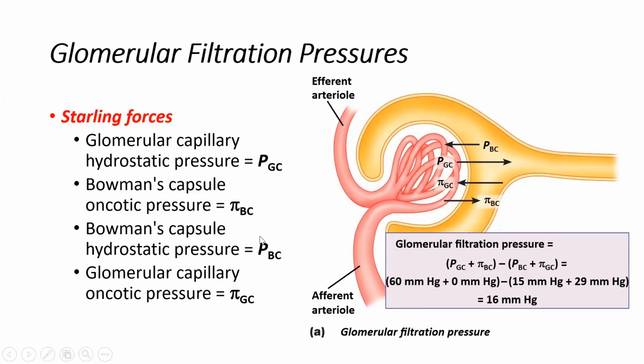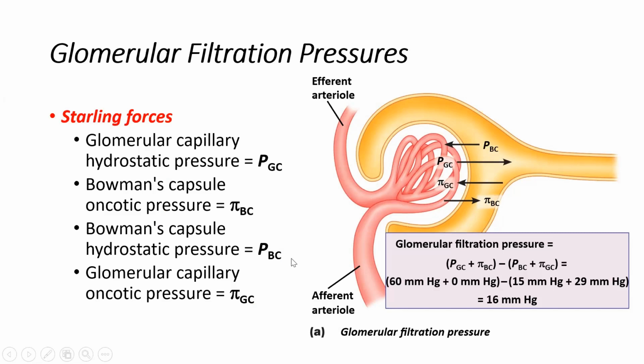We've also got the Bowman's capsule oncotic pressure, right? So kind of the opposite force. So this is a force that is created from the Bowman's capsule, but it's represented by the proteins, right? So remember this idea that oncotic pressure is represented by the solutes that are in the region that exert that osmotic pull toward them, okay? So this is going to be a pull force located in the Bowman's capsule itself. So this is represented by that pi sign and BC. So this would be a force that is pulling fluid from the glomerulus into the Bowman's capsule, okay?